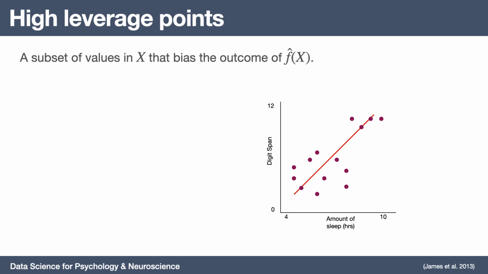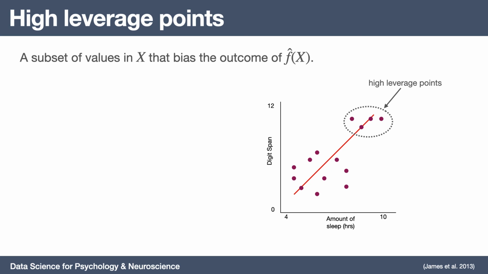For example, take a look at this scatter plot here. Again, I'm showing amount of sleep on the x-axis and digit span on the y-axis. Notice that there's this cluster of 4 points up at the top. These are high leverage points. Their position as a cluster is pulling up that regression line. The slope of that line is steep, not because of the overall relationship between hours of sleep and digit span, but because of the presence of this little cluster of points that are pulling that regression line up.